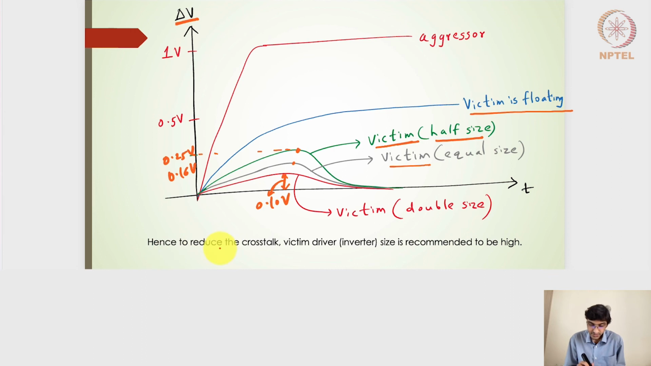Hence, to reduce the magnitude of the crosstalk effect, also called crosstalk noise effects, coming from the aggressor line to the victim line, the victim's driver circuit, or whatever the inverter size in this particular case, it could be a NAND gate, it could be a combinational gate, make sure that the gate size is considered or recommended to be very high. If the gate sizes are made higher, then we will have a lesser switching resistance, and that is likely to give a lesser effect onto the victim line.